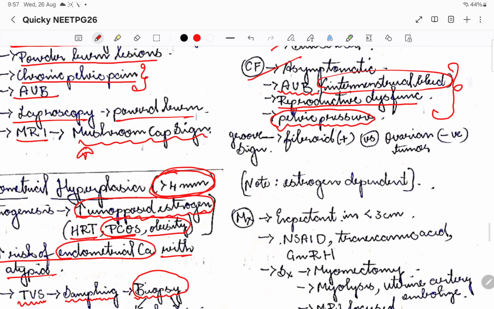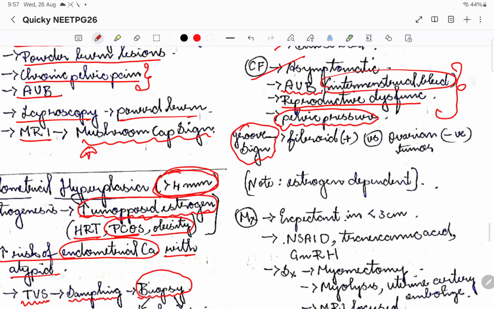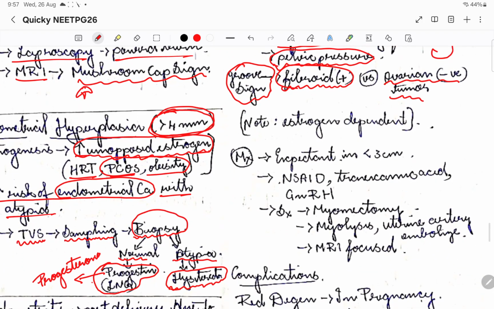So here is where we'll have to differentiate between fibroid and ovarian tumor. There is something called the groove sign, where by palpating, we'll try to shake the cervix and uterus. The groove sign is positive in fibroid, whereas it is negative in ovarian tumor. This leiomyoma is an estrogen dependent thing, so if the estrogen is increased, the leiomyoma size will also increase.